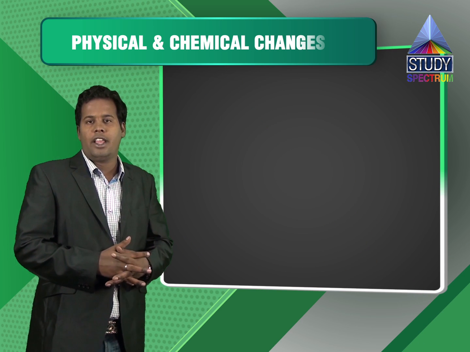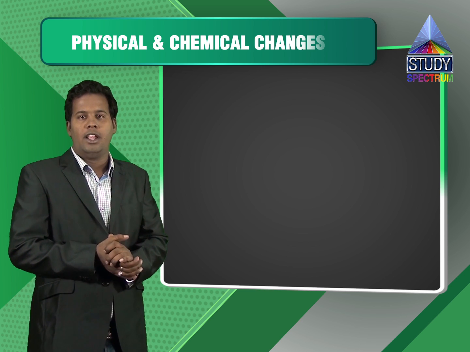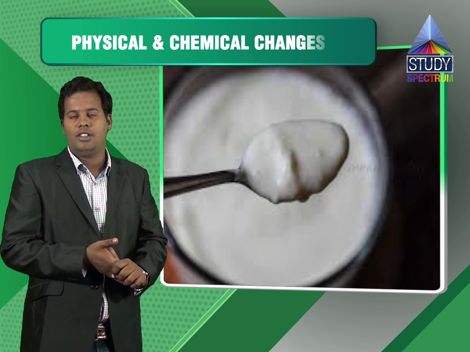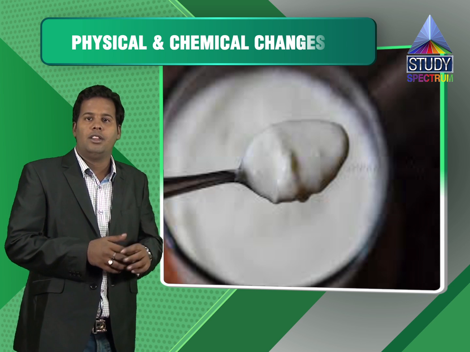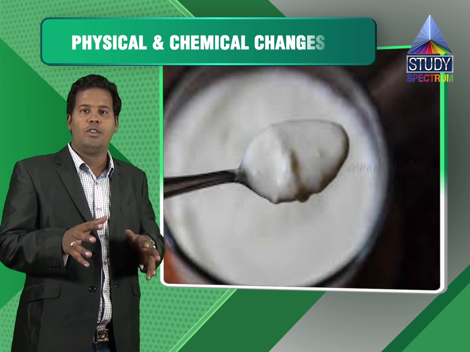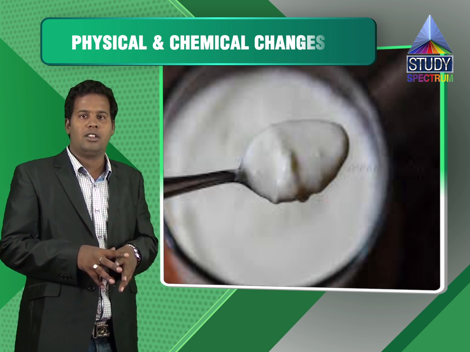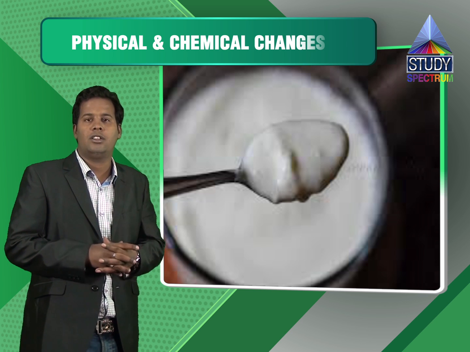Now moving further in this exercise, the sixth question. The sixth question is, how would you explain that the settling of curd is a chemical change? Now if you remember in this chapter, we have seen different examples of chemical change, and also we have seen that formation of curd from milk is a chemical change. I will explain to you how it is a chemical change.